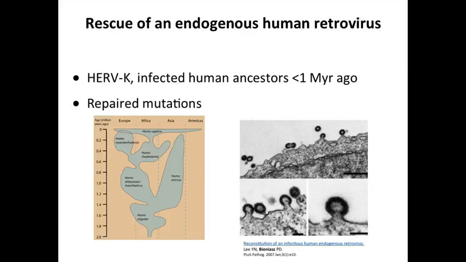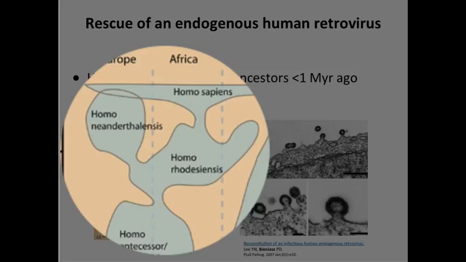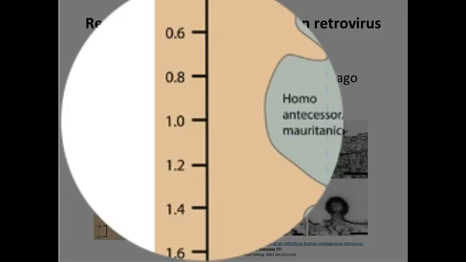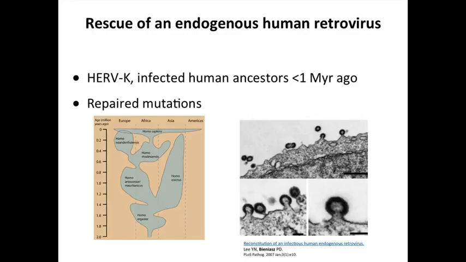So this is a virus, HERVK, that probably infected our ancestors around 1 million years ago. So here is the speciation of Homo sapiens and its ancestors. So 1 million years would be about right here. So apparently here, HERVK infected us, became endogenized, and eventually mutated so it no longer produced virions.